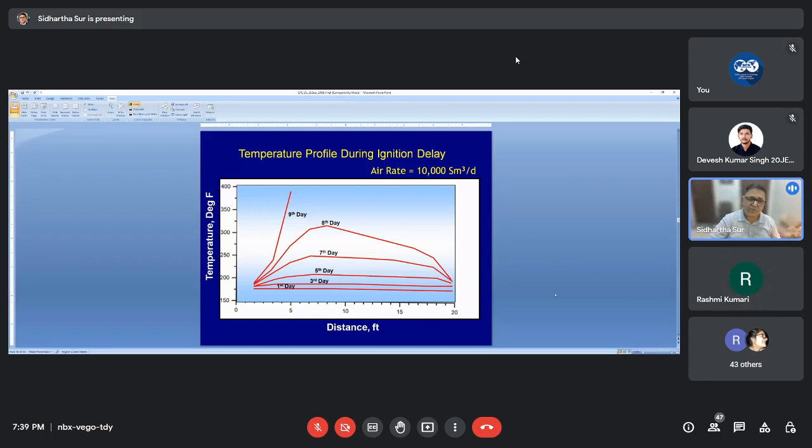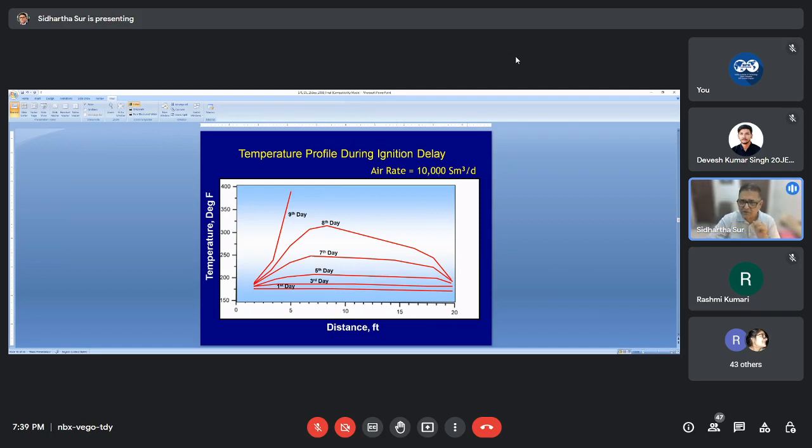Bhai, batao, yes or no? Yes, sir. Because you see the temperature profile now, when this is the injection end, and this is the production end, if I measure the temperature from the injection end to the production end in a field. This is a very hypothetical case. This is based on simulation, I'm trying to tell you.